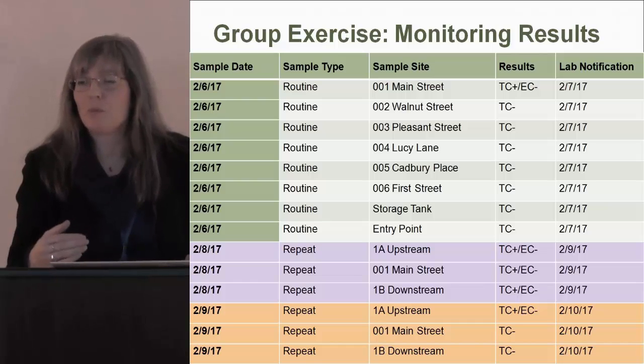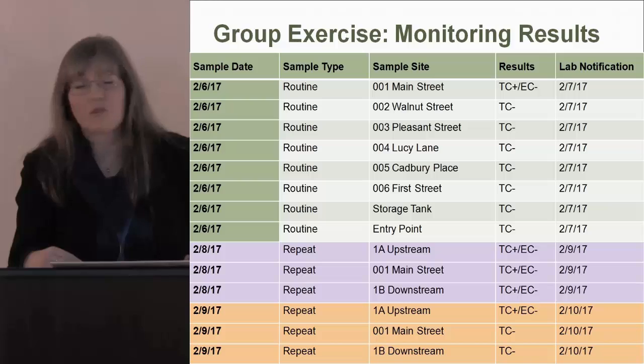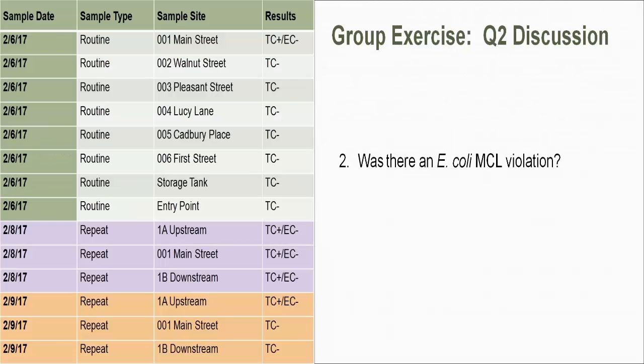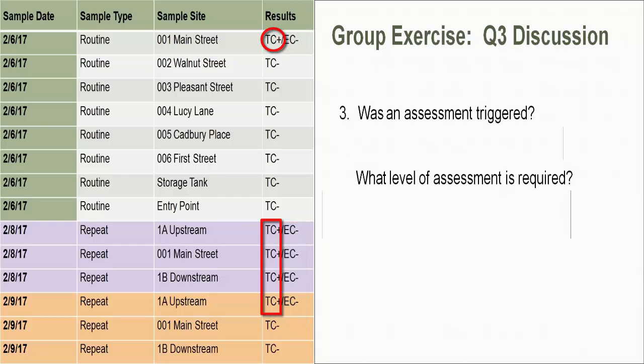And the sooner you get the repeats going, the sooner you find out how much of a problem you have. There were 8 routine samples that were collected. There were several detects, and it was definitely a trigger of the level 1 assessment. Was there an E. coli MCL violation? No. Was an assessment triggered? Definitely. The level 1 was triggered.